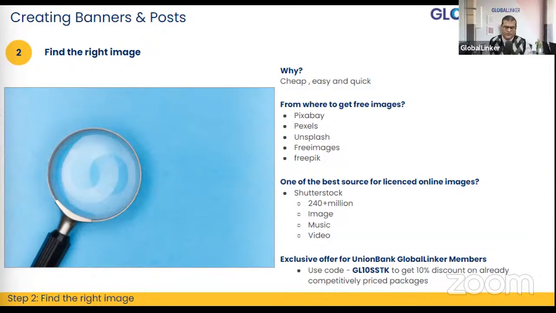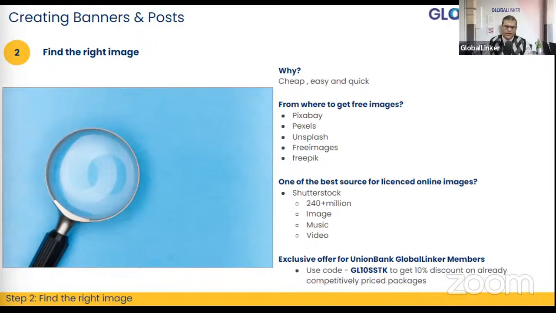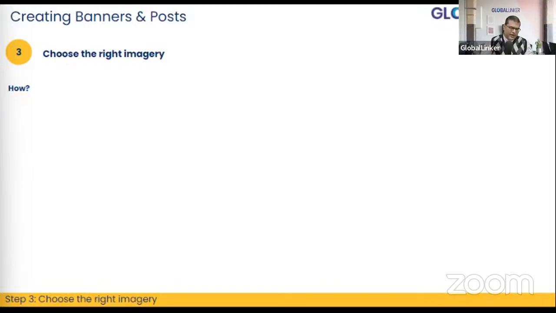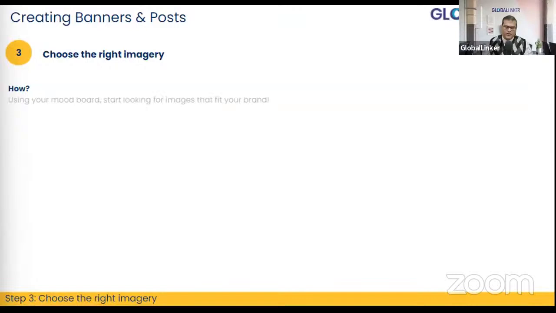So the first step that we understood was creating a mood board. The second step is finding the right images, and that's where you can use stock images from these platforms, and then you can go about creating your banners and social media posts. Now, the third step is choosing the right imagery, and this is where you have to look back to the mood board and ensure that the images you're choosing are in line with the values that your brand or business represents.